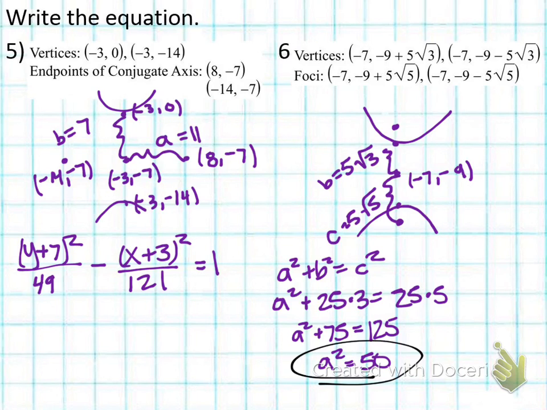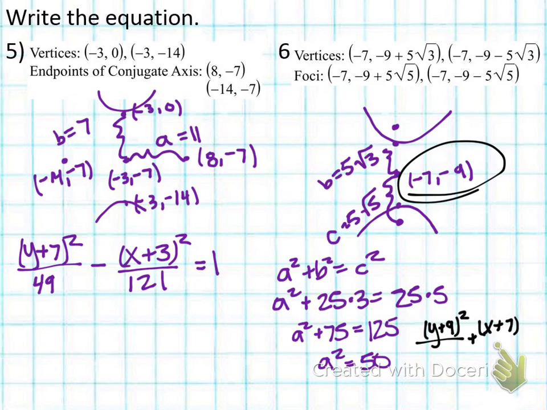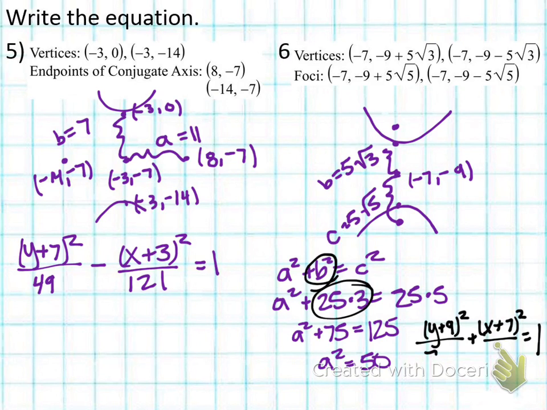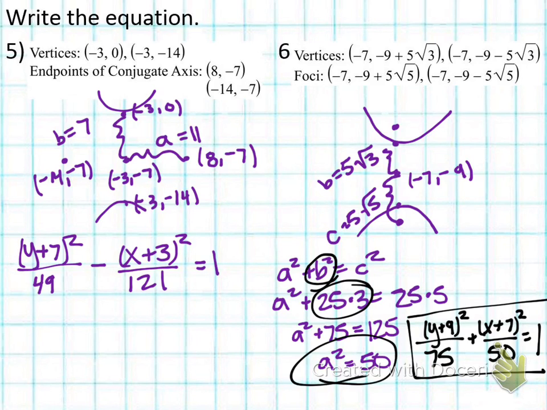Now I have a squared, I have my b squared value is this, and I have the center. Using all that, I can create my equation. I get y plus 9 squared, and then x plus 7 squared using the center point here. Right? This is -7 is h, and -9 is k. Okay, and that's going to always be equal to 1, and then my b squared I know is this, so 75, and a squared I just solved for that is 50, so that's my equation there.